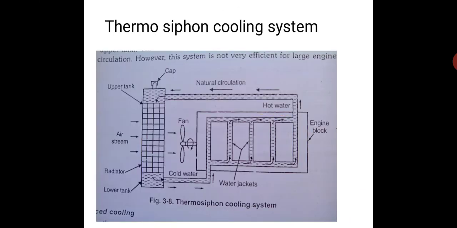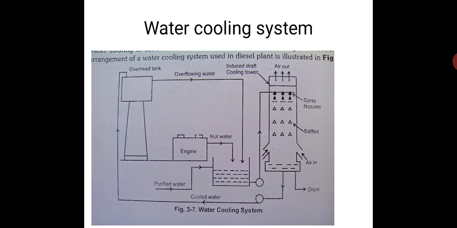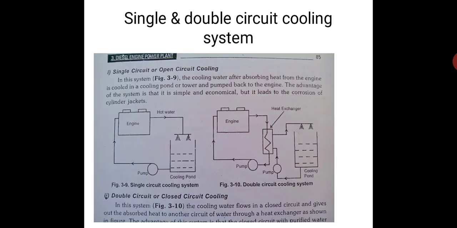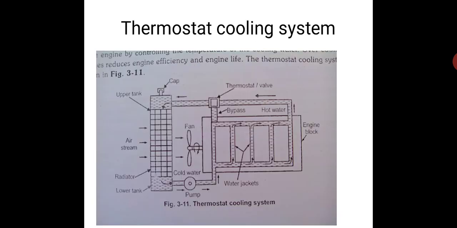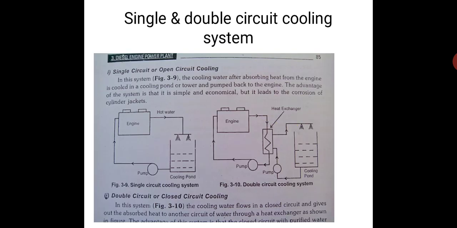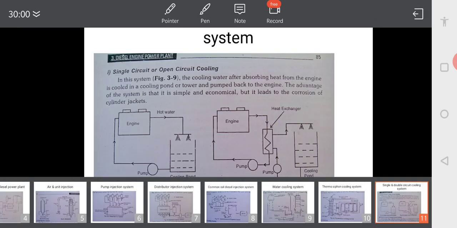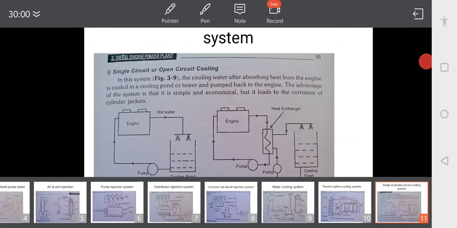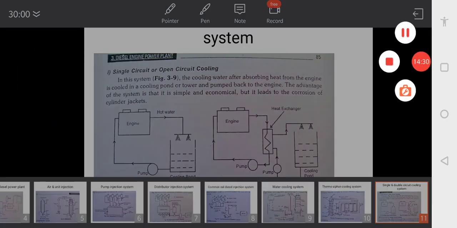So we have seen the water cooling system along with the cooling tower. Then we have seen the thermosiphon cooling system. We have also seen the thermostat cooling system, and finally we have seen the single and double circuit cooling system. So in our next discussion, we will see the lubrication system.